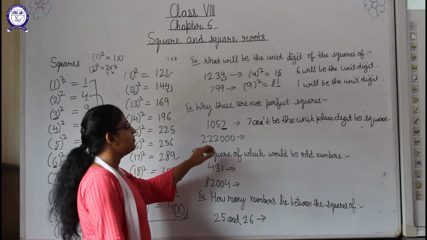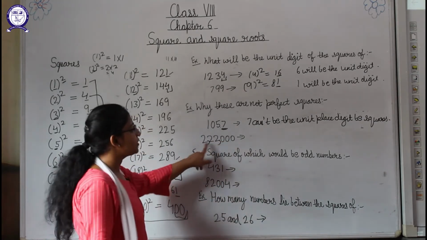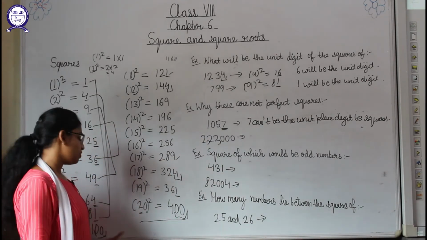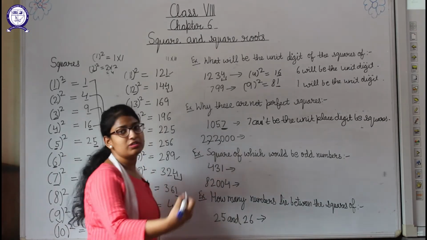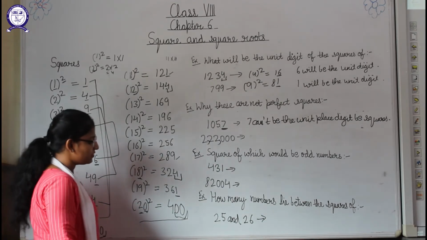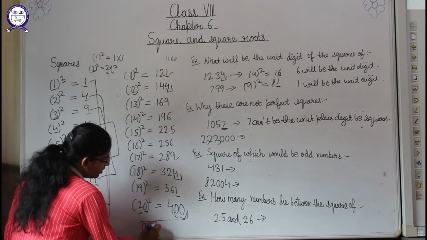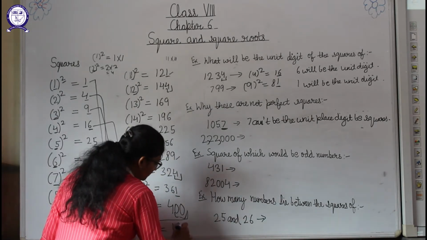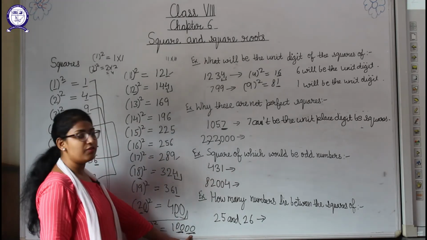Okay, why can't this be a perfect square? 2,22,000. Why can't this be a square? As I told you here, the zeros should be in pairs, means they should be 2, 4, 6, 8 like this in number. Suppose here is 10, then in the square we will get 2 zeros. Suppose we are doing the square of 100, what will we get? What will the answer be? Here will be 4 zeros. It means the zeros are in pair, 2 and 2, means total 4 zeros.